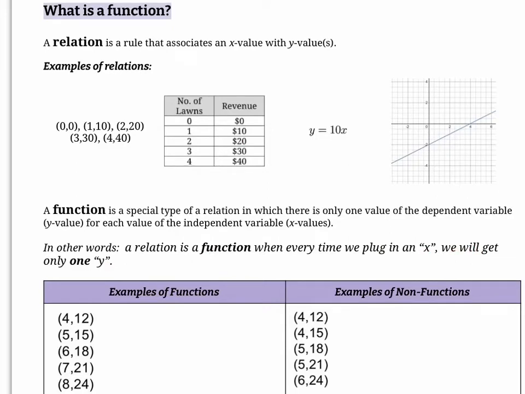And you might be thinking, well, that's the majority of the relations I can think of. So for example here, if I plug in an x, so let's say 1, I'm going to get out 10. And if I plug in a 2, I'm going to get out 20. So every time I plug in an x, I only get one y. So this would be a function.